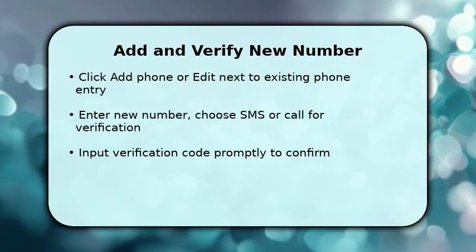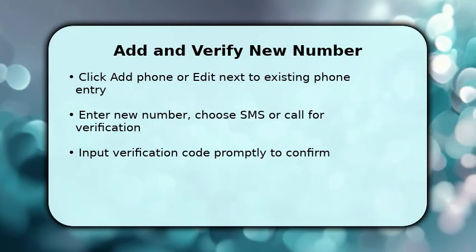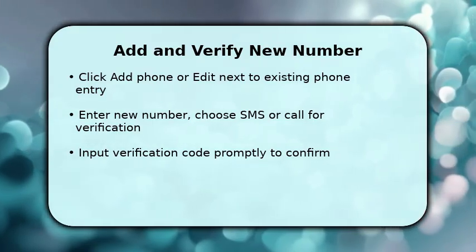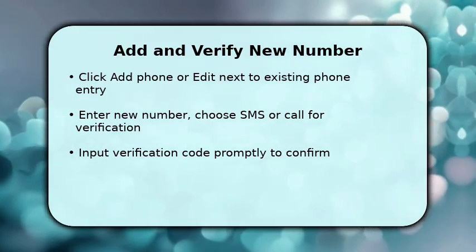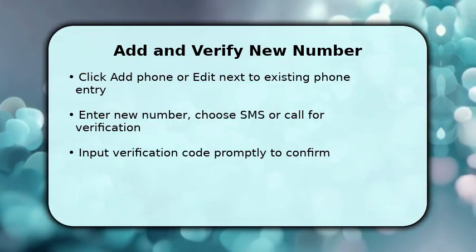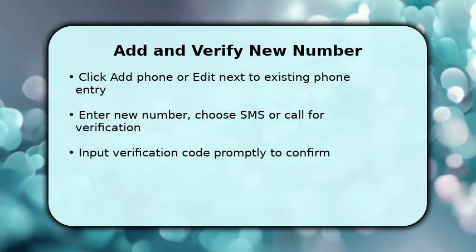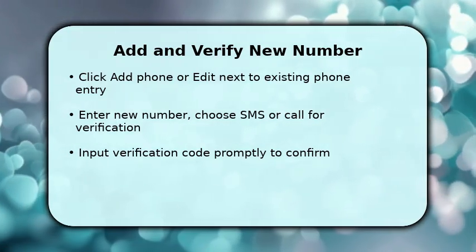Next, add the new number by selecting Add Phone or Edit on the phone row. You will be prompted to choose SMS or call. Pick whatever delivers faster in your area. Enter the number exactly, including country code, because formatting errors block verification.